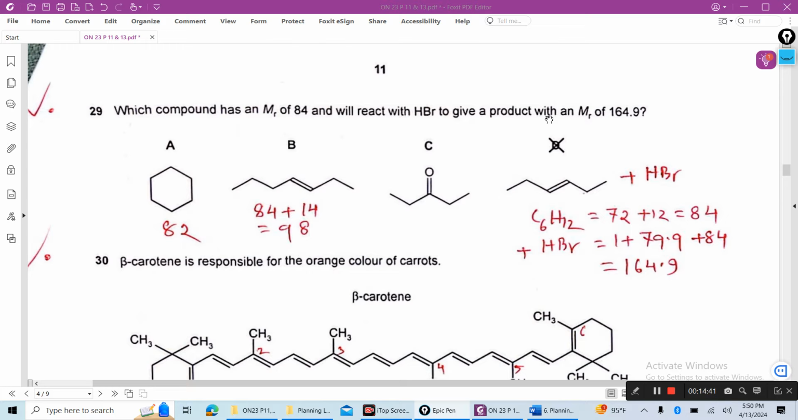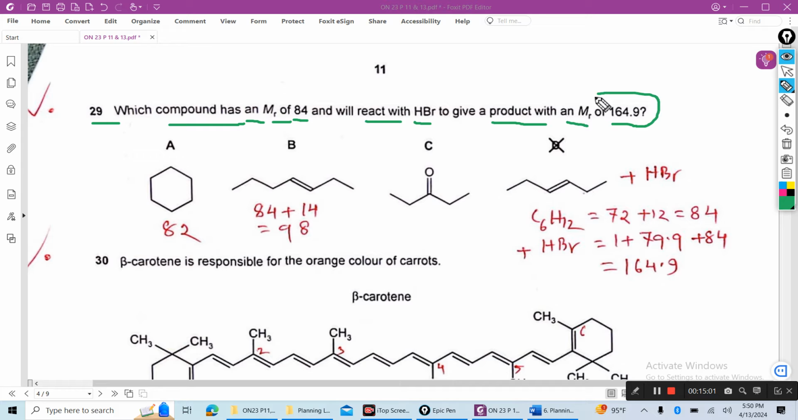Question 29. Which compound has an Mr, relative molecular mass, of 84, and will react with hydrogen bromide to give a product with a molecular mass of 164.9? So if you count it, this, 1 2 3 4 5 6, C6H12 hexene, if you count its molecular mass, you get 84.